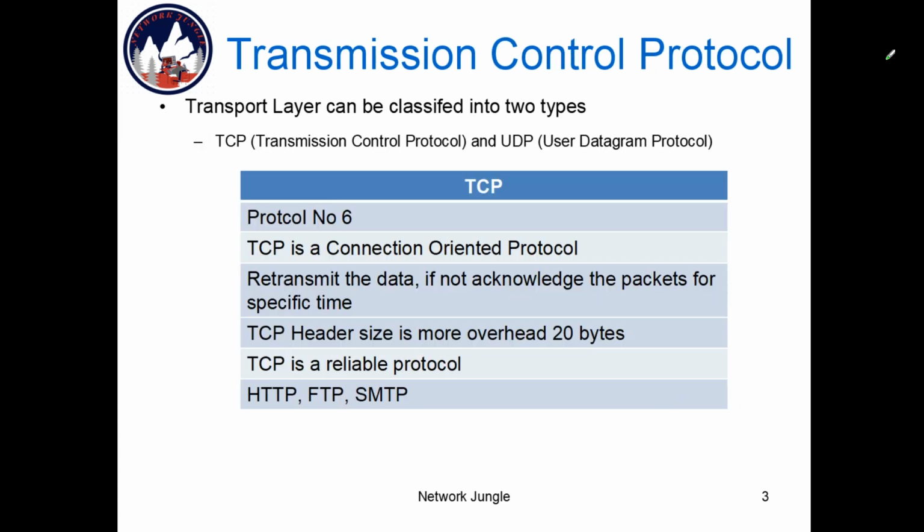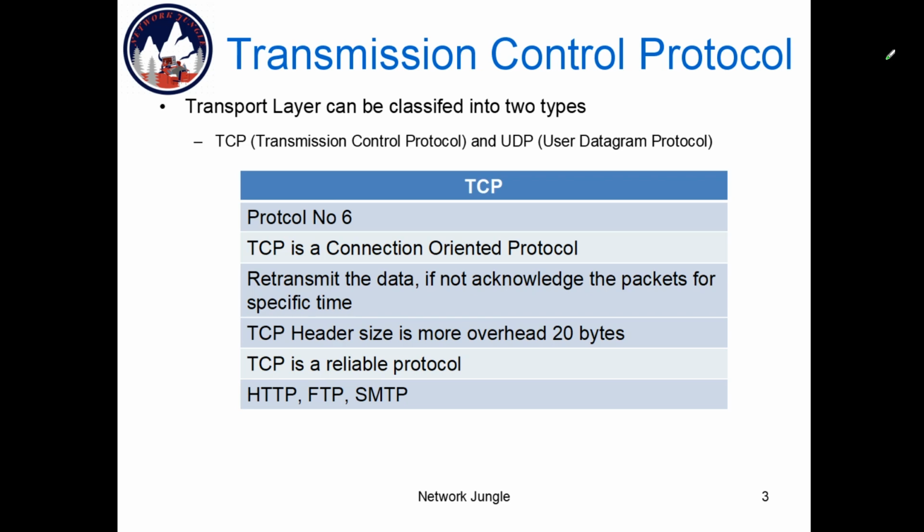Next, the transport layer can be classified into two types. One is TCP and another one is UDP. TCP is the Transmission Control Protocol and UDP is the User Datagram Protocol. Transmission Control Protocol is mainly responsible for end-to-end delivery of the data between the layers. It is protocol number 6. It is a connection-oriented protocol. If the packets are not acknowledged within a specific time from the receiver side, it can retransmit the data from the sender side. So it can avoid the loss of the data.